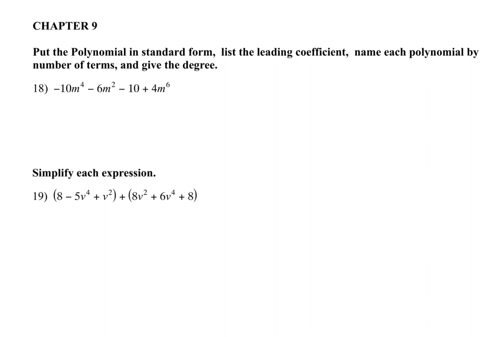All right, polynomials, this is easy. Put them in order. When I say in order, I mean by the exponent, not by the number in front of it, okay? So your highest exponent is going to be this one right here. So we're going to start with the 4m to the 6th. The next one is the negative 10m to the 4th. So include that negative as your minus. Then we have negative 6m squared and negative 10.